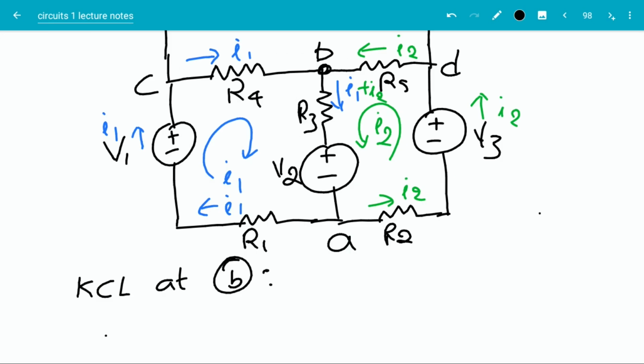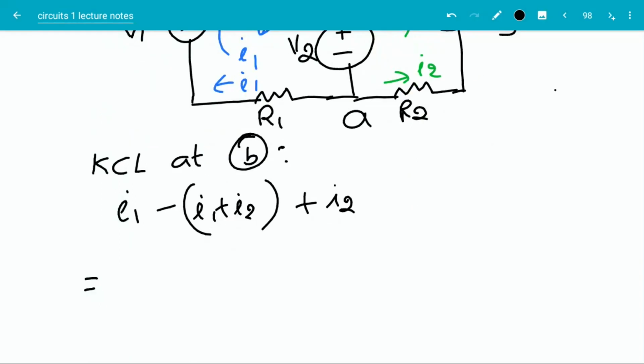So let's write a KCL at node B. Starting from the left, going in anti-clockwise direction: I1 going in from the left, minus I1 plus I2 going out in the bottom, plus I2 coming from the right. So this should be equal to I1 minus I1 plus I2 minus I2, and this will be equal to 0.